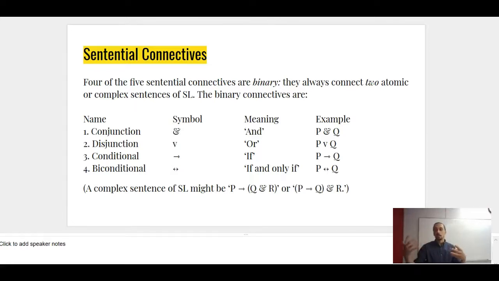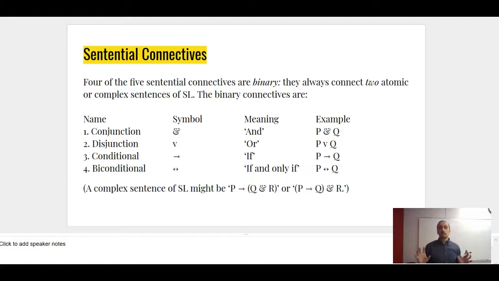P, double arrow, Q. So a complex sentence of SL might be something like if P, then Q and R, or if P, then Q and R. And these are actually going to be different. Now, what I mean by binary here is actually pretty important because the connectives are always connecting two chunks of things at a time.